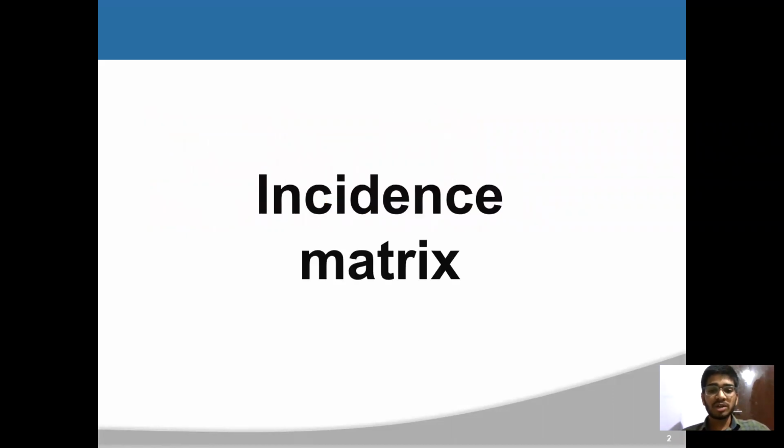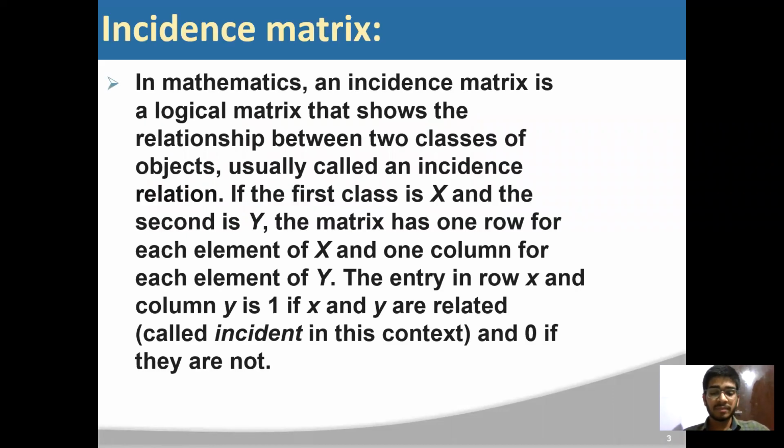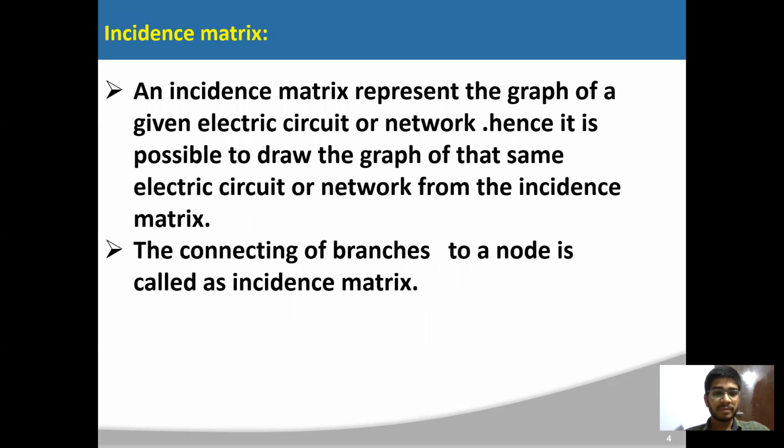Today I would like to describe the topic incidence matrix. In mathematics, an incidence matrix is a logical matrix that shows the relationship between two classes of objects, usually called an incidence relation. If the first class is X and the second is Y, the matrix has one row for each element of X and one column for each element of Y. The entry in row X and column Y is 1 if X and Y are related, called incidence in this context, and 0 if they are not.